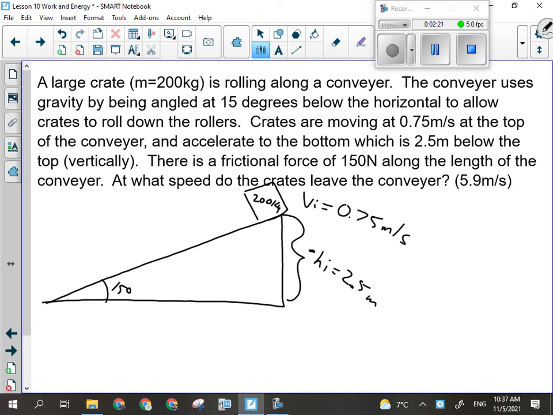There is a frictional force of 150 newtons along the length of the conveyor. If there wasn't any friction, this thing would just go right down the conveyor. Agreed? It would just accelerate, and F parallel would be the only force and everything would be hunky-dory. But there is friction in this case. So there's friction, and what is it going to do to the amount of energy the object has here compared to when it gets here?